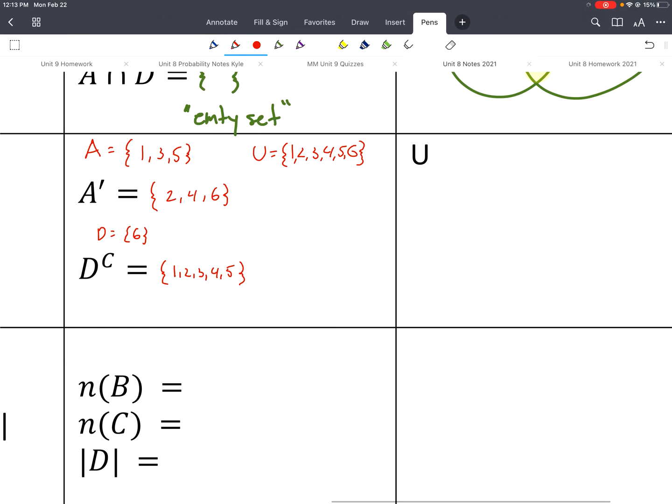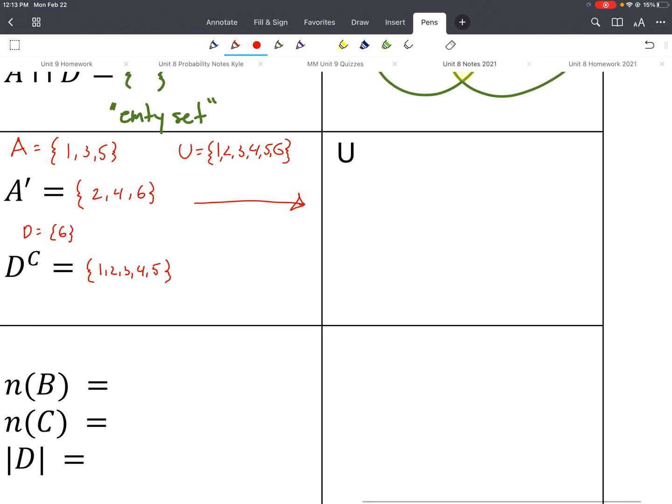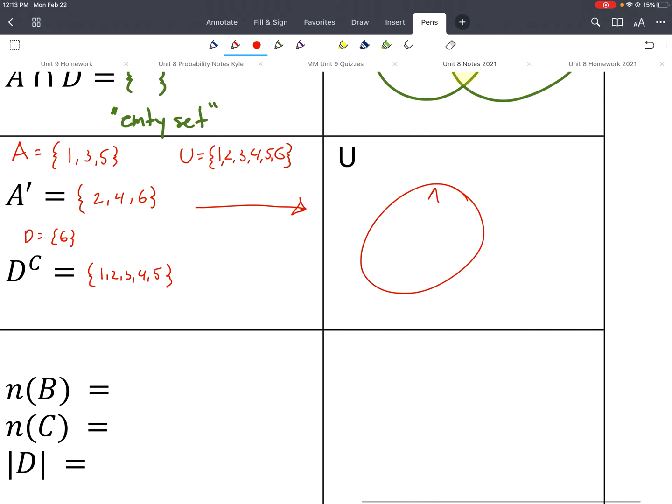Okay, let's do a little sketch of a Venn diagram for A prime. If this was A, then A prime would be everything except for A. Okay, hope you can see that highlighted.